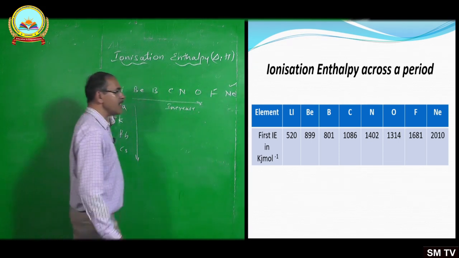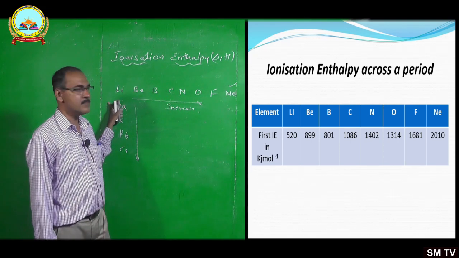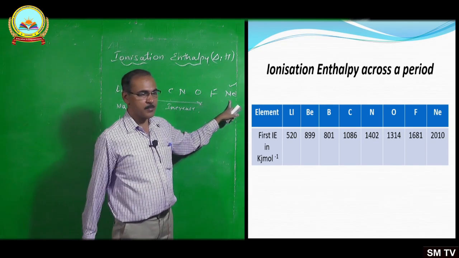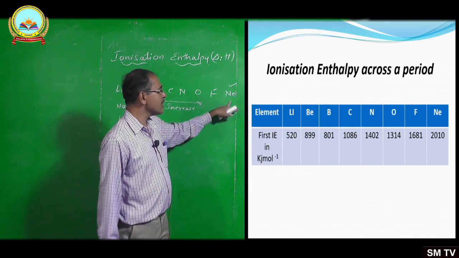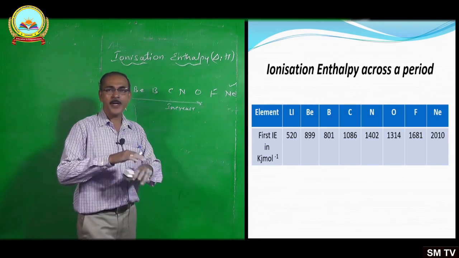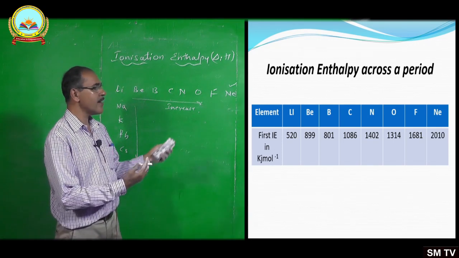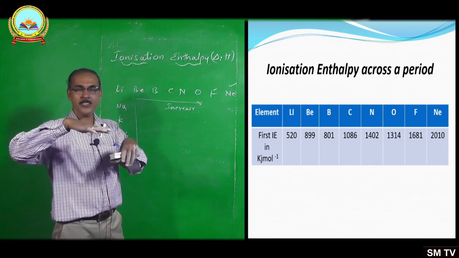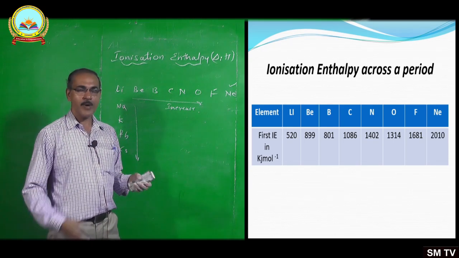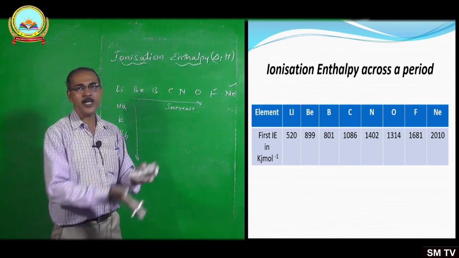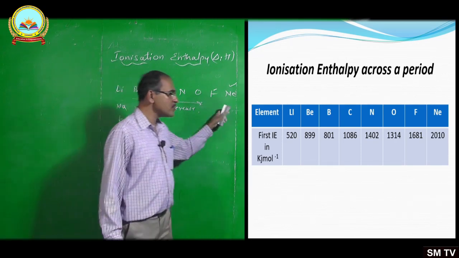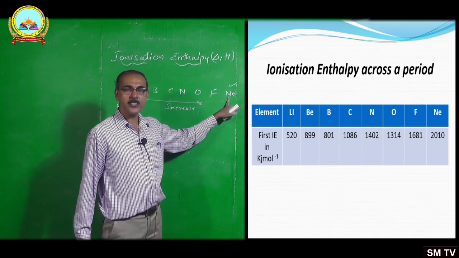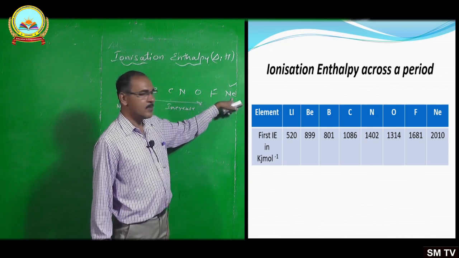Now these group 18 elements, they have very high ionization enthalpy. What's the reason? Because they have a stable, completely filled configuration. They have attained extra stability. Once they attain the stability, by losing an electron they become unstable. So, they don't try to lose the electron very easily. Hence, very high energy is needed to remove the electron from this atom.